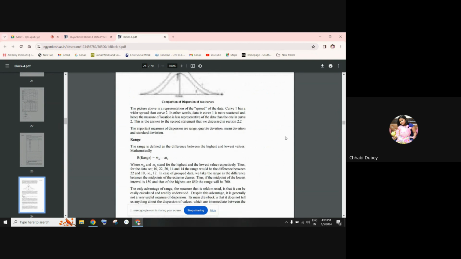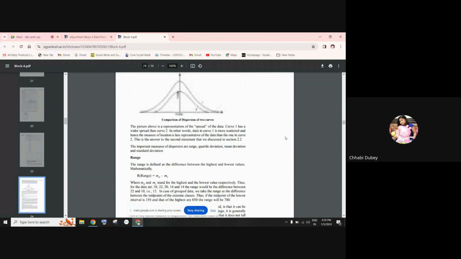Now, this diagram shows us the spread of the data. That is, to what degree or to what extent the data has been spread. The wider the curve is, the more heterogeneous the data is, and the more scattered the curve is. That means the scattered data gives you greater degree of heterogeneity.